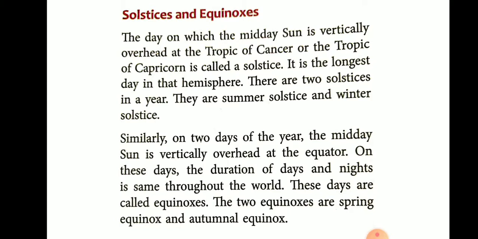So you know that solstice and equinox are different. Solstice is when there is sun's rays directly overhead at the Tropic of Cancer or Tropic of Capricorn. In that time, daytime is longer. And then equinox happens when sun's rays is directly overhead at equator, and there will be same day and night.